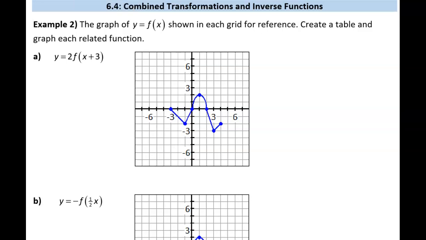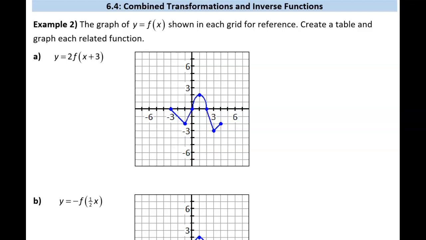In this lesson, we'll do two things to wrap up the unit. We're going to take a look at combined input and output, or combined horizontal and vertical transformations, and then we'll also take a look at inverse functions.